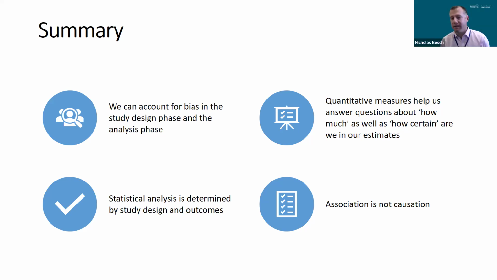Quantitative measures give you an idea of the effect of what is happening, the measure of central tendency and the variation around that, and the certainty in our estimates. Statistical analyses are often kind of cookie cutter: when you have a study design question, you can often find the statistical test and approach that matches the study design and the outcomes you are interested in quantifying. And just a note that association is not causation, in all of the modeling in the world.